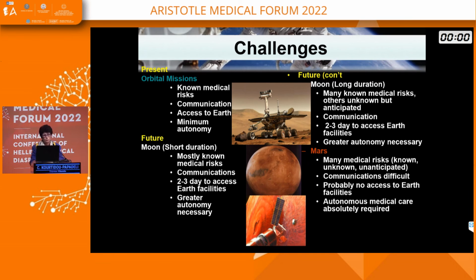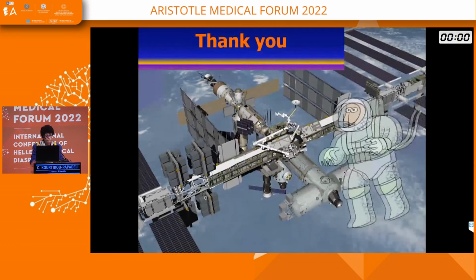There are some things that we might work with, but for missions to Mars, we need to do a lot of work because there is a lot of medical risk we don't know yet. The communications are impossible and probably no access to Earth facilities. Autonomous medical care is absolutely required, and there are a lot of research groups that are working on that. Thank you.